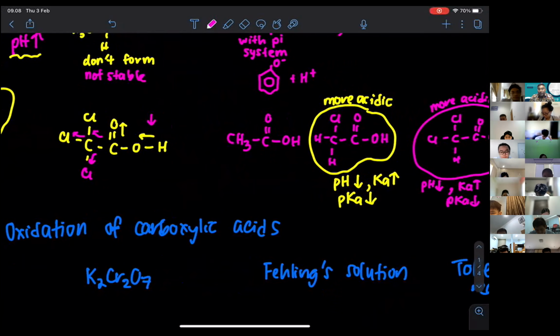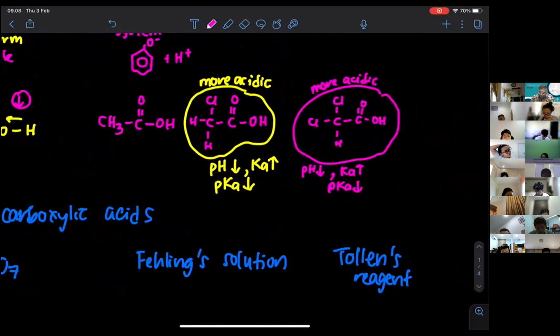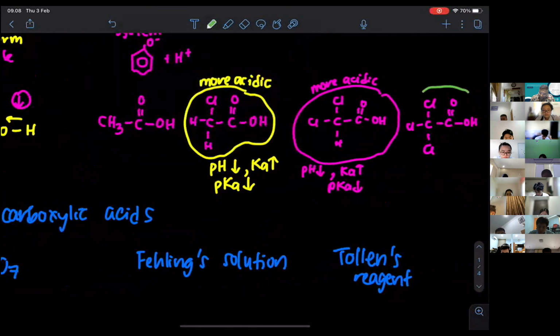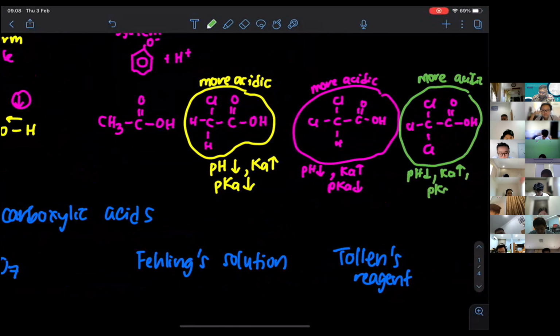So that is going to make the delocalization of the electron become more, between the carbon, oxygen, and oxygen. That makes the ion more stable and weakens the bond between the OH, so you get more acidic. So Cl, Cl, C double bond O, OH is going to become more acidic, with pH lower still, Ka higher, and pKa lower.